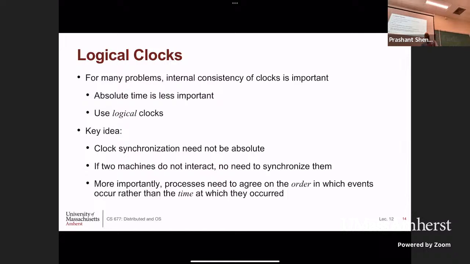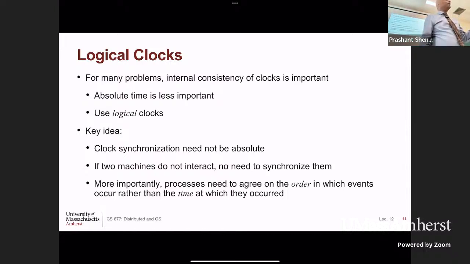So we want to figure out, can we get around this problem and not actually have to worry about the error in clock synchronization algorithm. That brings us to this concept of logical clocks. So logical clocks are essentially like real clocks with one difference. They only allow us to reason about order of events, not the time difference between events.